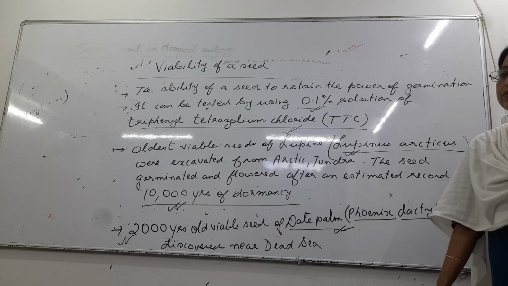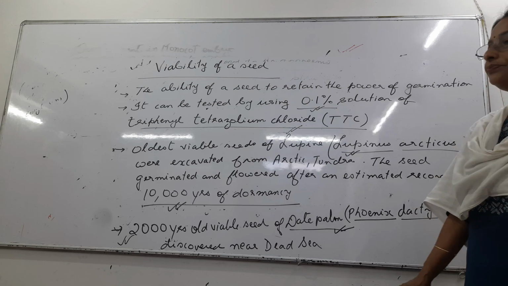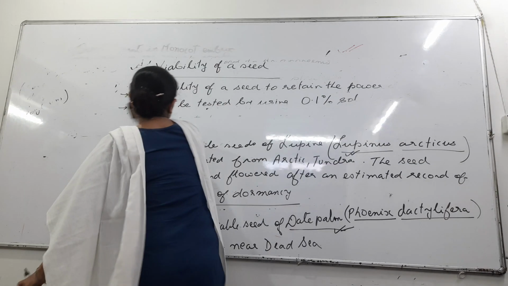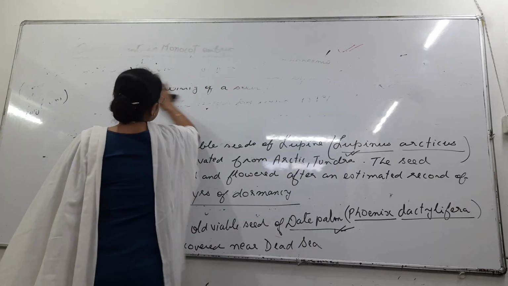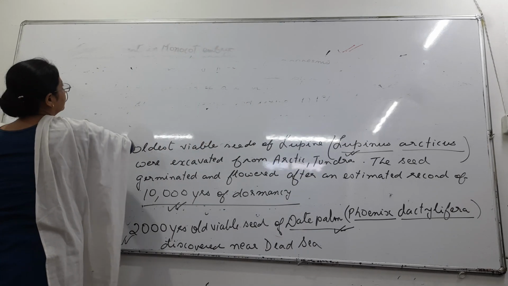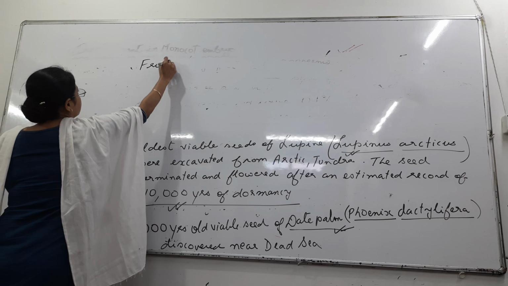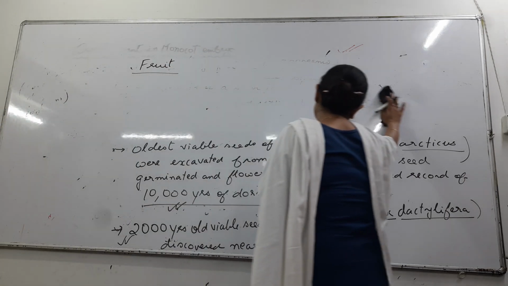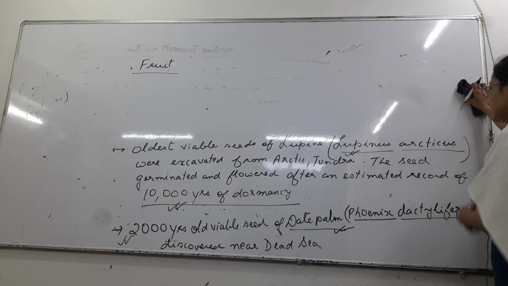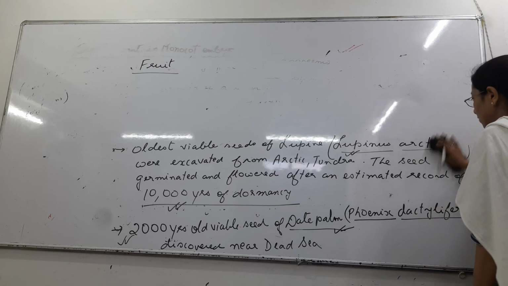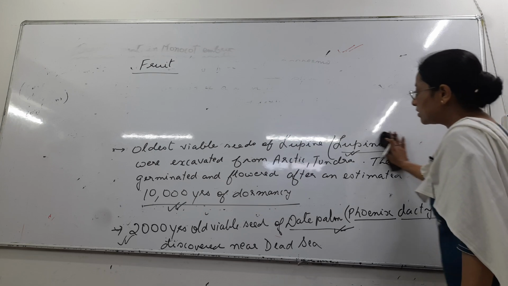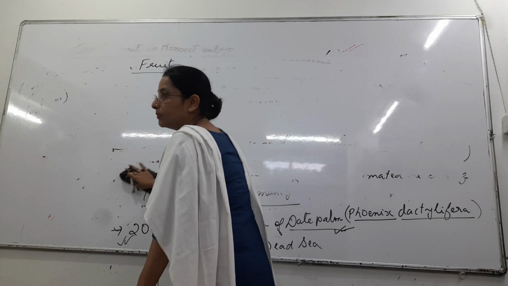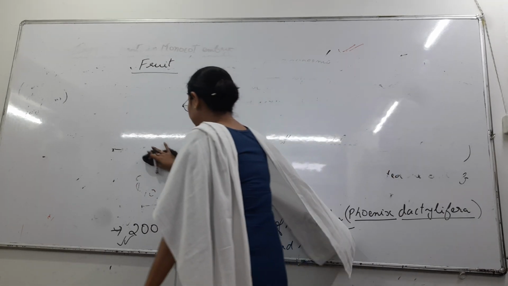If this is over, the next heading would be fruit. Again, a detailed description about fruit is in the morphology chapter. Just a few points here we will discuss. So whenever we talk about a fruit, it is also called a fertilized ovary. No? Seed is the fertilized ovule.